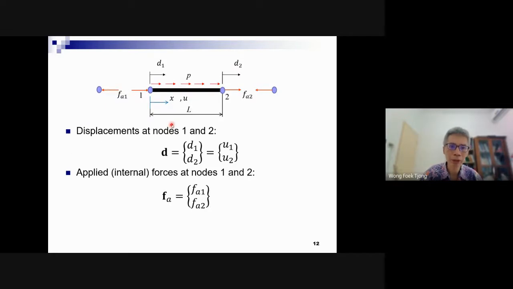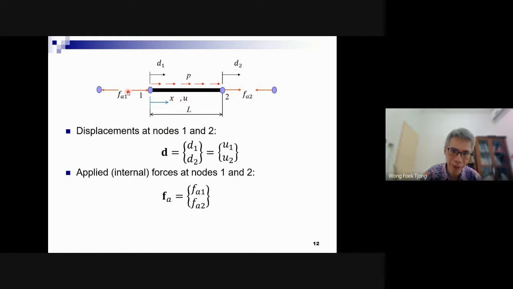As usual, in formulating finite element, it's very convenient to work in matrix. So we collect the displacement d1 and d2 into one vector, bold small d. This is d1, d2. These d1, d2 are the degrees of freedom. These degrees of freedom are nothing but the displacement. So the degrees of freedom are the displacements at node 1 and node 2.